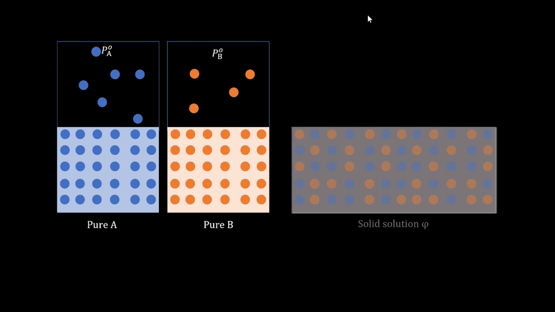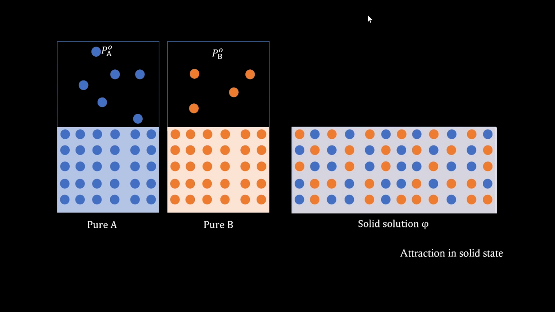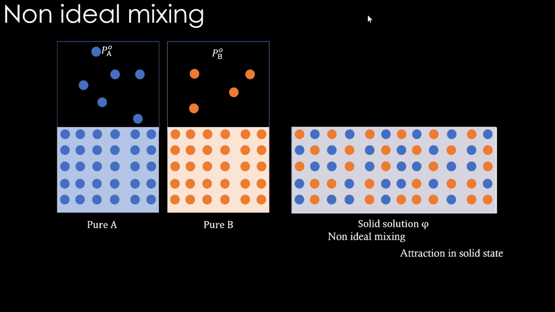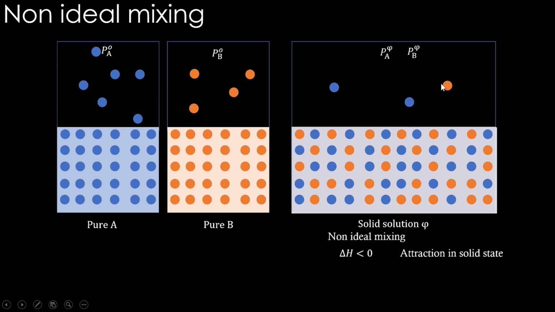Right, now let's see the non-ideal case. So this solution has attraction in the solid state. A and B like to be together, more A-B bonds will be there. Therefore, this is a non-ideal mixing. Delta H is less than 0 in this case. If that is so, then the number of atoms of A and B in vapor will be far lesser. And if you see PA phi and PB phi, they will be less than XA PA standard and XB PB standard.